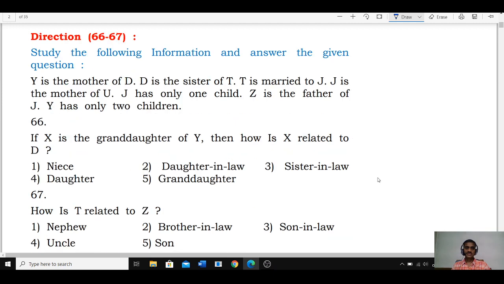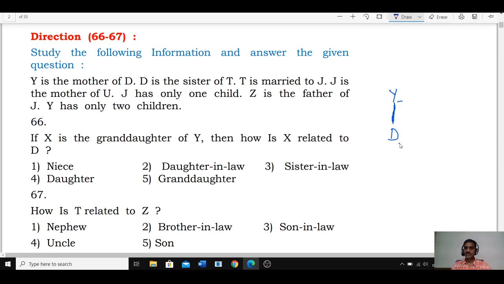Now first, question number 66 and 67. These two are based on blood relations. Y is the mother of D. Y, a female, is the mother of D. This can be represented like this in the family tree. Y comes into the previous generation, a female.